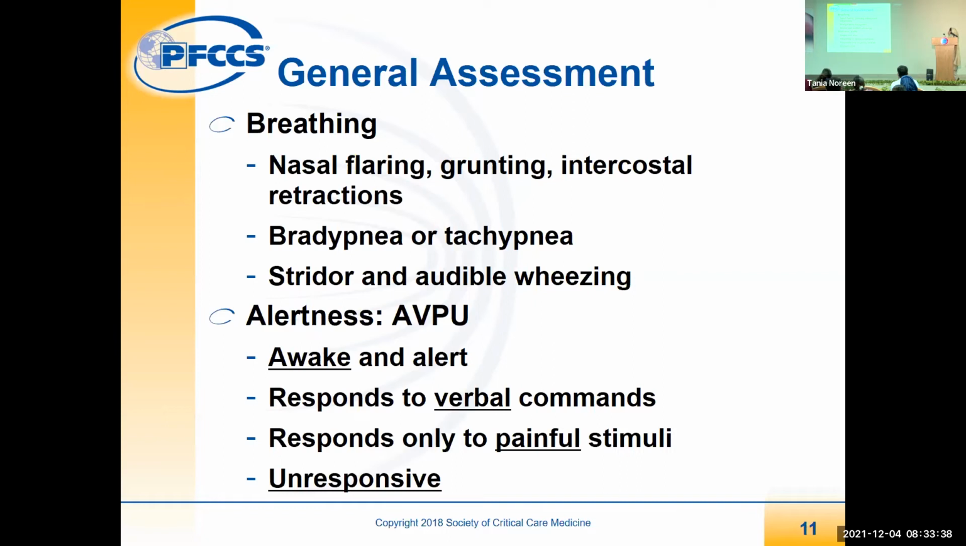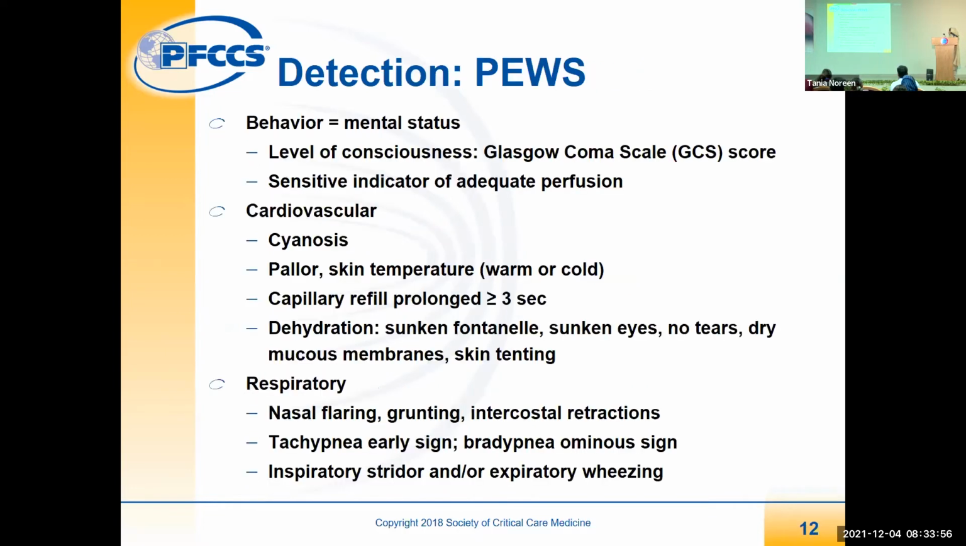Then you have to check for the CNS status. CNS status you check with the GCS, but you can also check with this AVPU score. In the A, the patient is awake and alert. V responds to verbal commands, P is response only to the painful stimulus, and U, the patient is unresponsive, and the sickest patient.